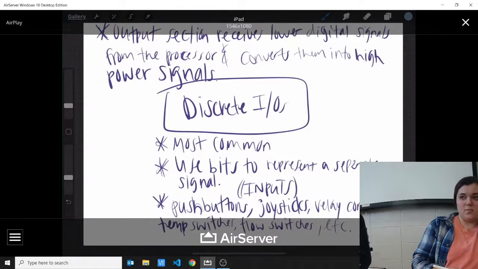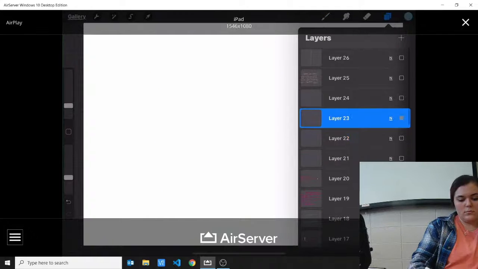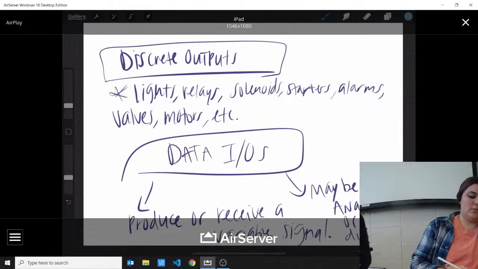Discrete inputs and outputs, they're the most common, and they use bits to represent a separate signal. So on and off, for example, like this bit's on, this bit's off, right? And examples of them would be push buttons, joysticks, relay contacts, temp switches, flow switches, etc. Discrete outputs, examples of them are going to be lights, relays, solenoids, starters, alarms, valves, motors, etc. Data inputs and outputs, they produce or receive a variable signal, and they could be analog or digital.